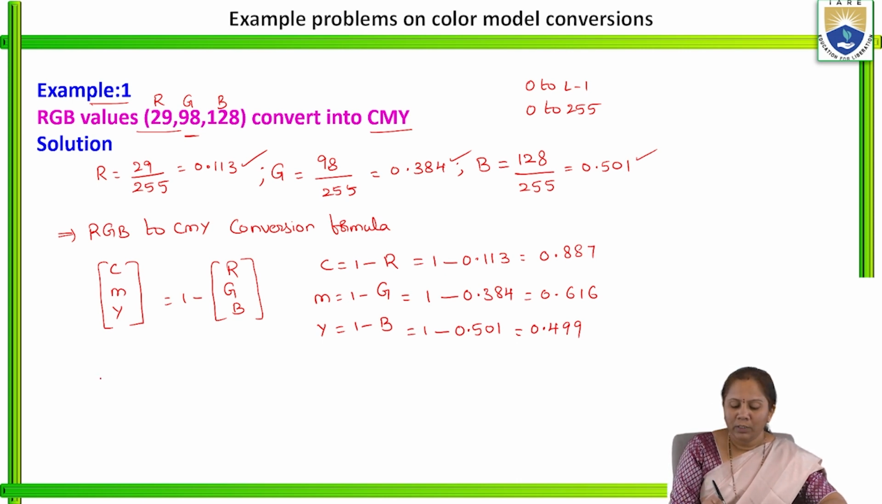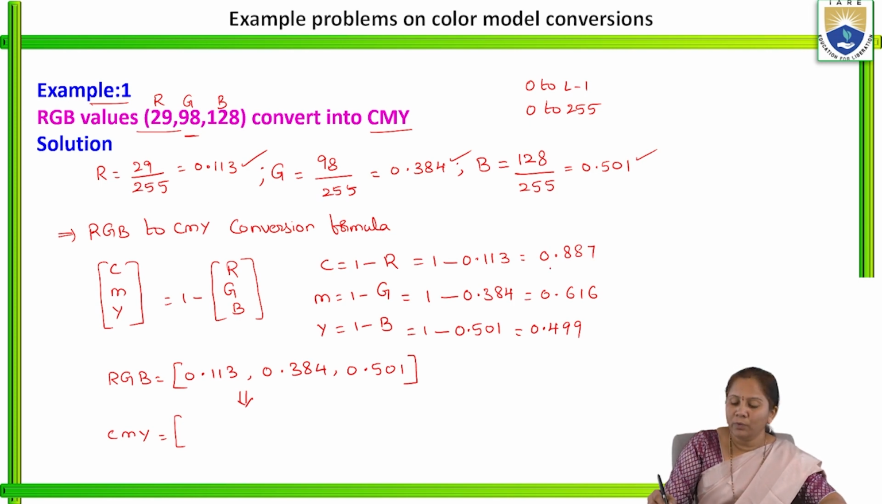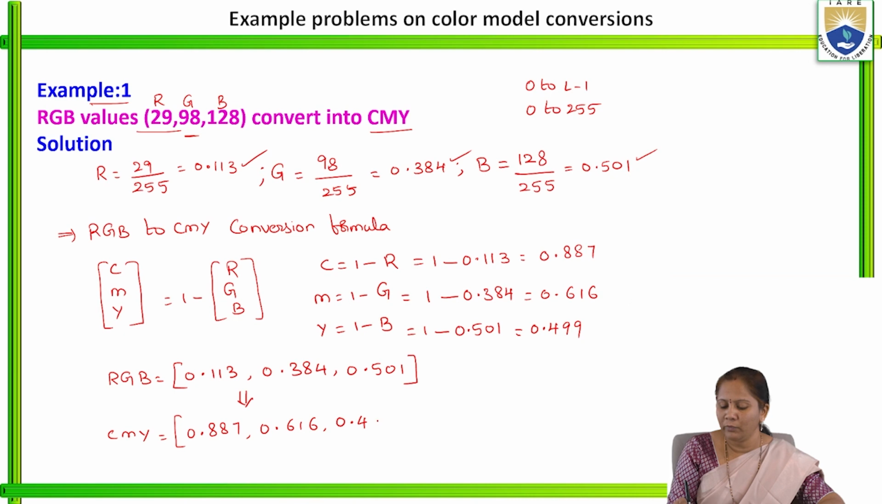Now, the values of R, G, B that we have considered are 0.113, 0.384 and 0.501. After converting this RGB to CMY, we got C value 0.887, M 0.616 and Y 0.499. So this is how we have to convert RGB to CMY.